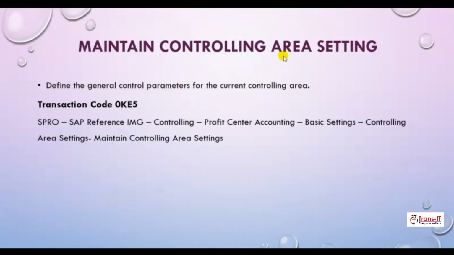Maintain control area setting. Define the general control parameters for the current controlling area. For that, we can use transaction code 0K5 or by path SPRO, SAP Reference Implementation Guide, controlling, profit center accounting, basic settings, controlling area settings, maintain controlling area settings.